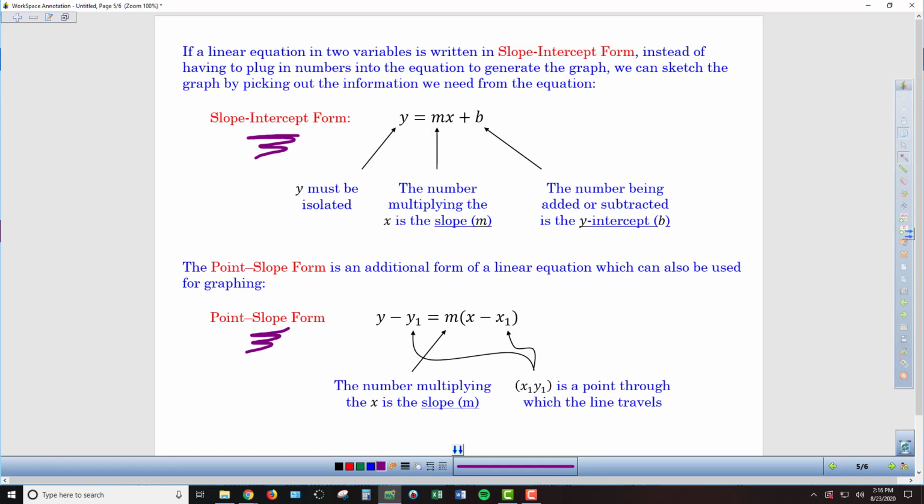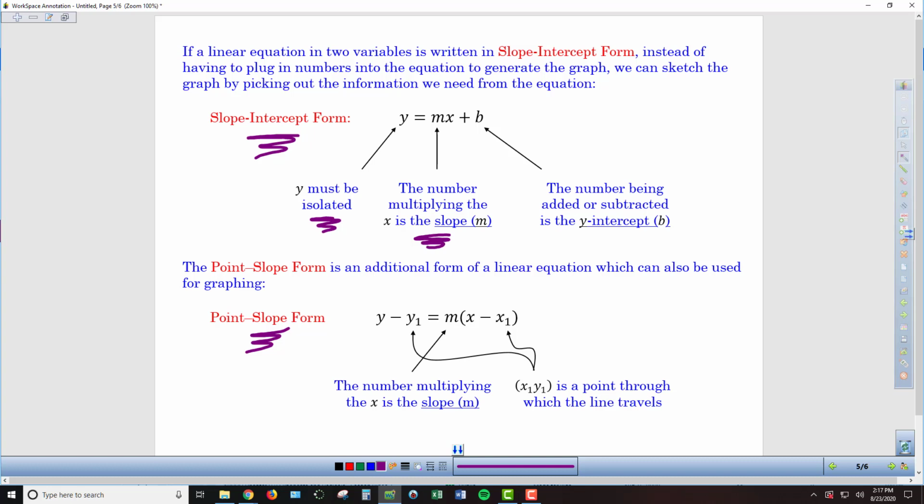So slope-intercept form is the first one. So number 1, we have to have y isolated in our equation. It has to be y equals, and then everything else is piled up on the other side. Second, the number that's multiplying the x is your slope. Now if that's a whole number, we just turn it into a fraction by putting it over 1.